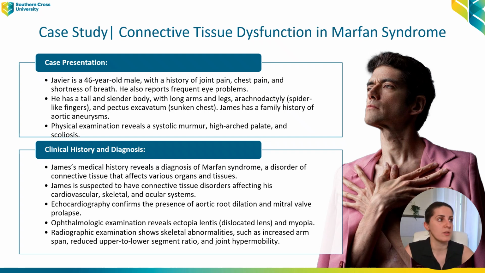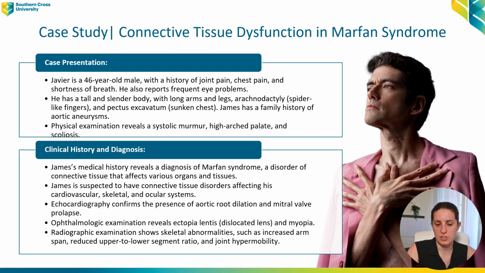And this is an example of someone called Javier, who is a 46-year-old male with a history of joint pain, chest pain, and shortness of breath. He also reports frequent eye problems. He has a tall and slender body with long arms and legs, arachnodactyly, which means spider-like fingers, pectus excavatum, that means sunken chest, and he has a family history of aortic aneurysms. Physical examination reveals a systolic murmur, and he has a high arched palate and scoliosis.